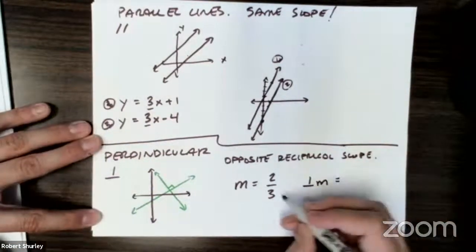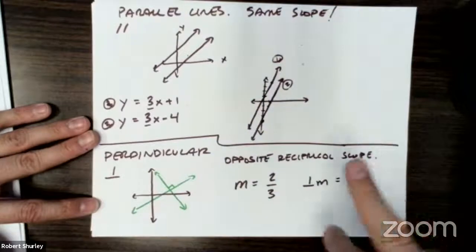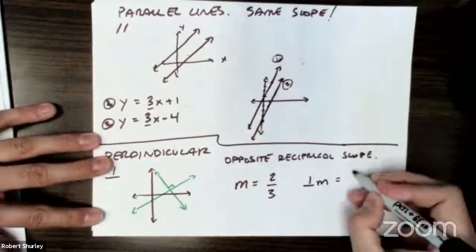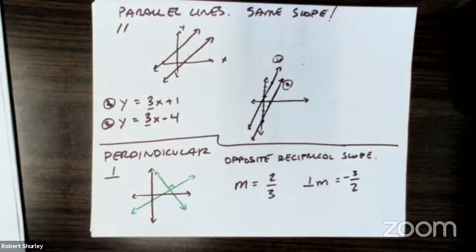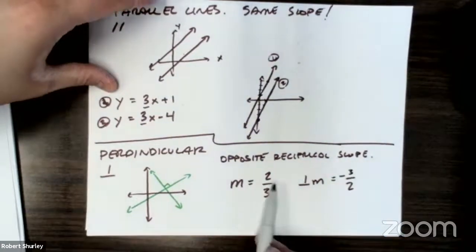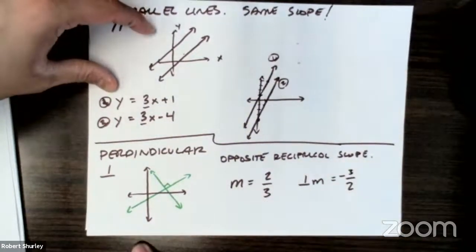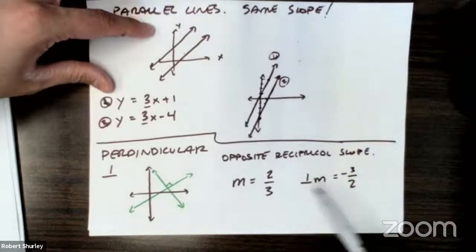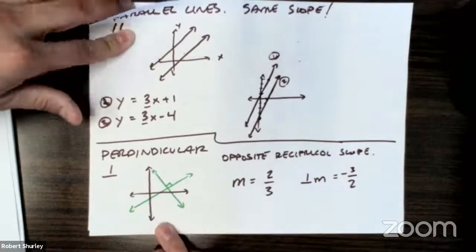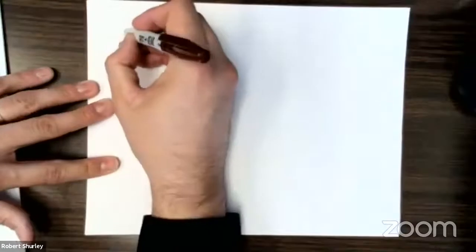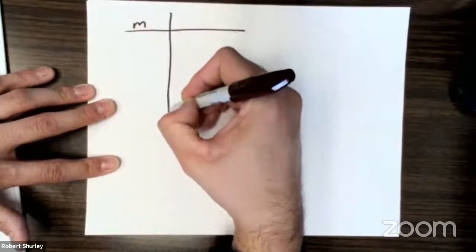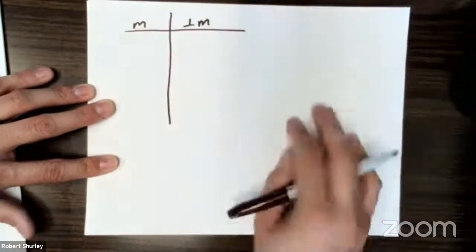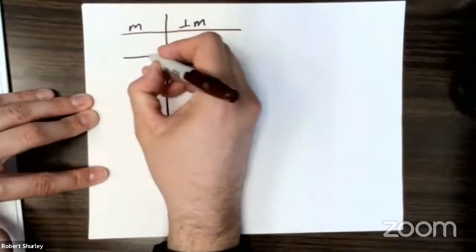So the perpendicular slope for 2/3 is the opposite reciprocal. So what we're going to do is flip it and make it negative. So -3/2. That would be the opposite reciprocal slope. So you take the fraction, you flip it, and change the sign. So we're going to do a little exercise here on how to find opposite reciprocal slopes. I'm going to make a little grid. We're going to have the slope, and we're going to have the opposite reciprocal slope, the perpendicular slope.